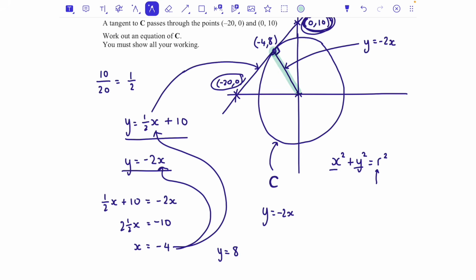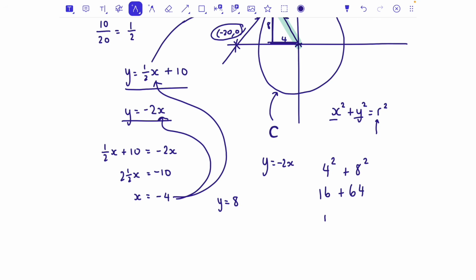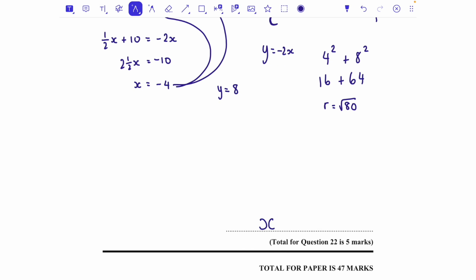Now, to get the length of this radius, I know that it is 4 across in this direction and 8 up in this direction. So we can just use Pythagoras. 4 squared add 8 squared is 16 add 64, which is 80. And so the radius would be the square root of 80, but don't forget that we need to square it for the formula, so we're going to just keep the 80. So the equation of the circle is x squared add y squared equals 80 for 5 marks, and that was 47 marks altogether.